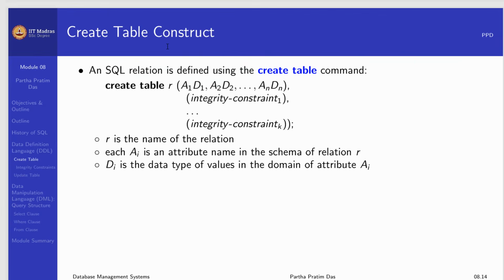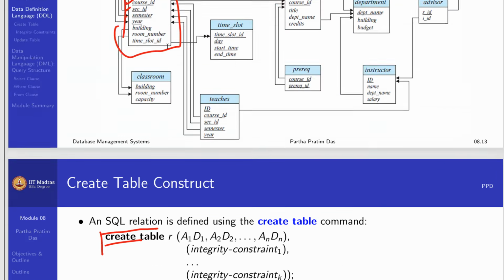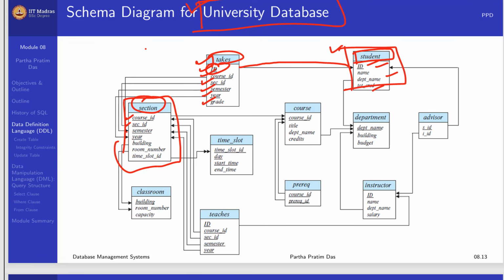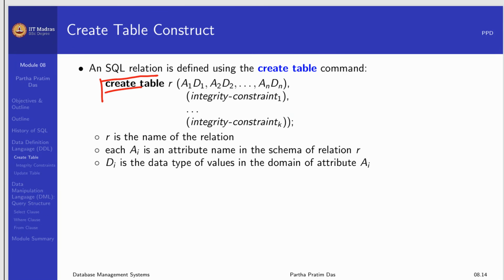Okay, now this is what we are going to discuss in this particular video: how to create a table. So when I say create table, if you see the schema diagram here, and I want to create a table for student or for takes, how to do that? Okay, so let's discuss that first now. Here you can see the syntax for creating a table. First you have to mention create table, with r being the name of that particular relation. For example, if I want to create student, I will specify create table student here.